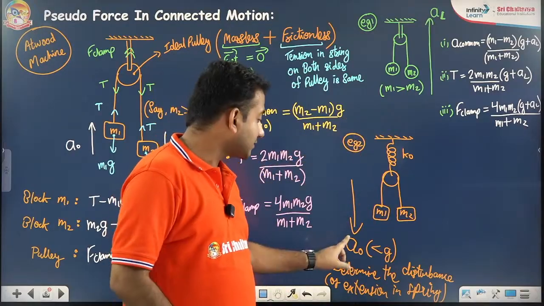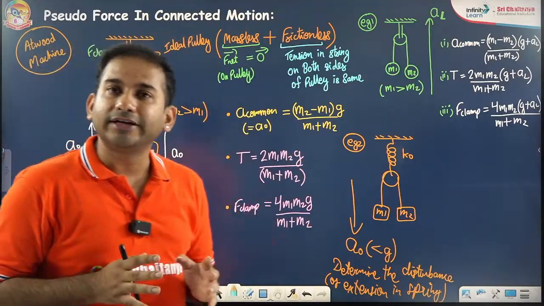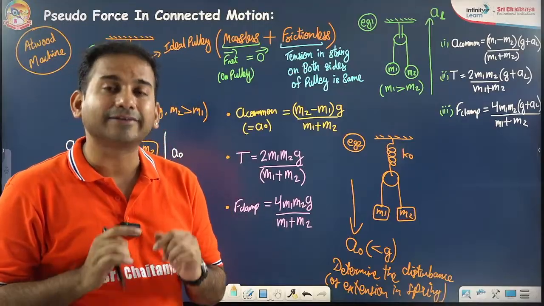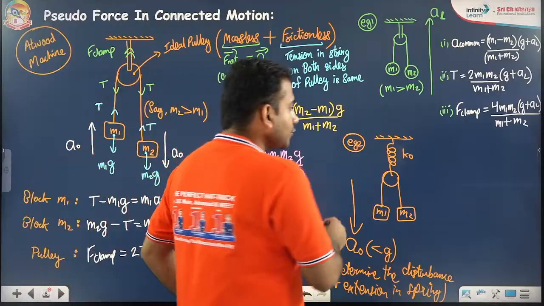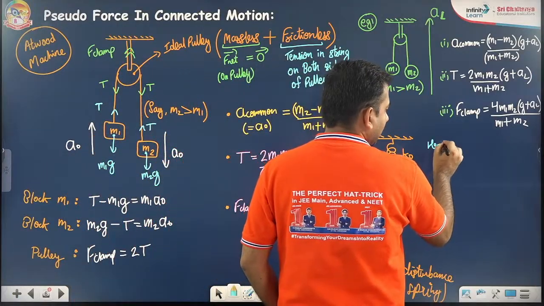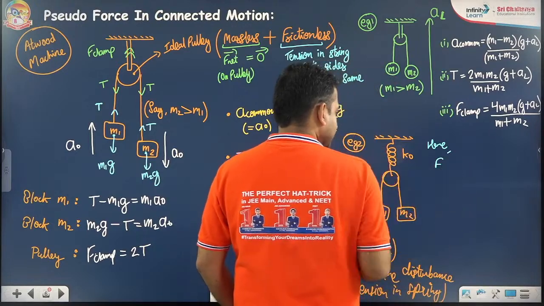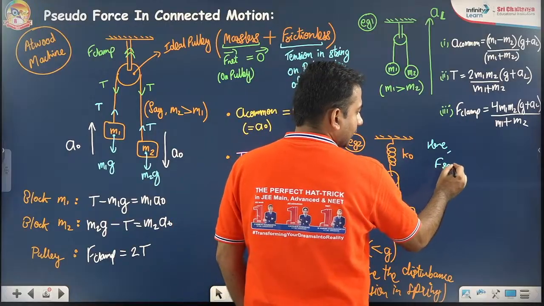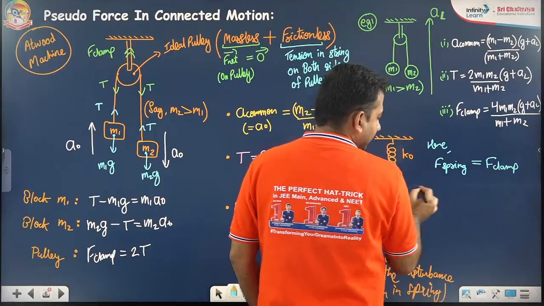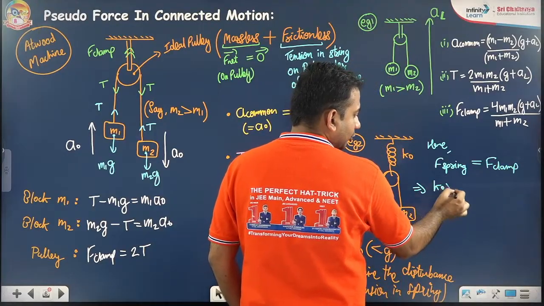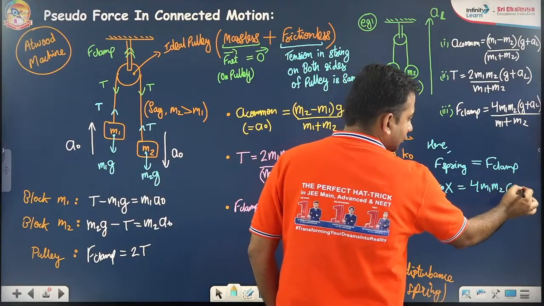And interestingly, since A0 is less than G, the pseudo force is still less than gravity. So the net dominating force is in the direction of gravity, and that will be given by mg minus ma naught. So I'll directly say here F spring is basically F clamp. F spring is serving as F clamp. In that case, F spring I'll write as K naught into X, and F clamp can be written as 4 M1 M2, and it must be G minus A naught.